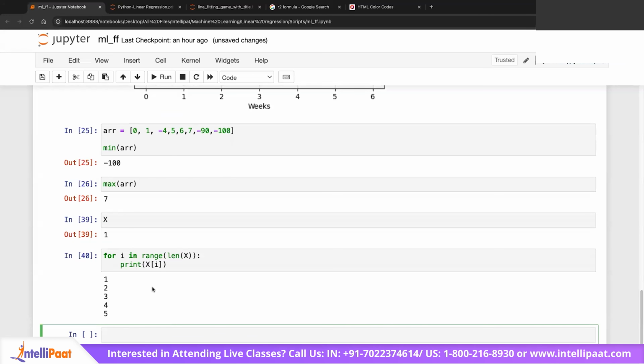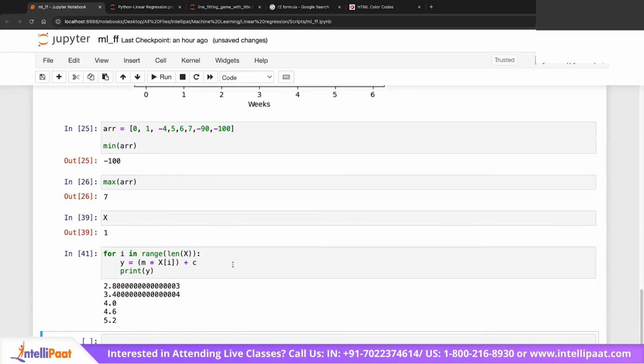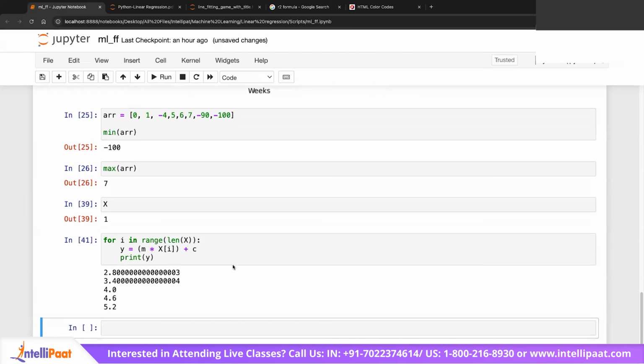Now that you have 1, 2, 3, 4, 5, can I do this? y is equal to m into x of i plus c. Can I do it like this? And close it. And if I go ahead and print y, each time that the y happens, I print it. So 2.8, 3.4, 4, 4.6, and 5.2. Can you not take this in an array and plot it? You can, sir. Of course.